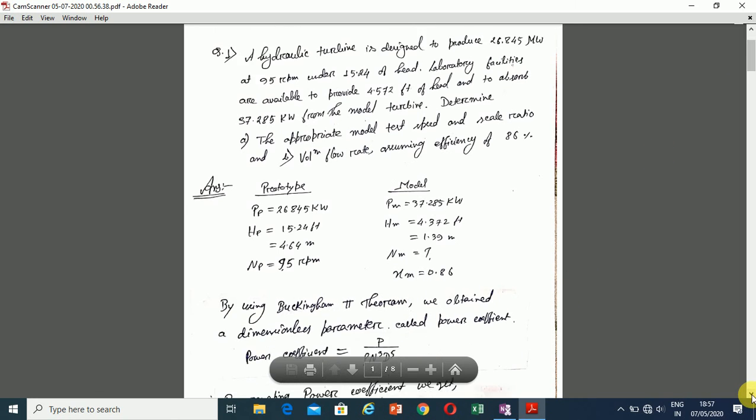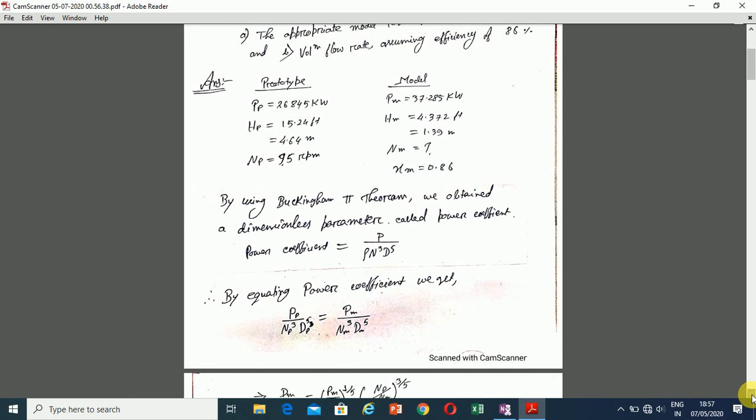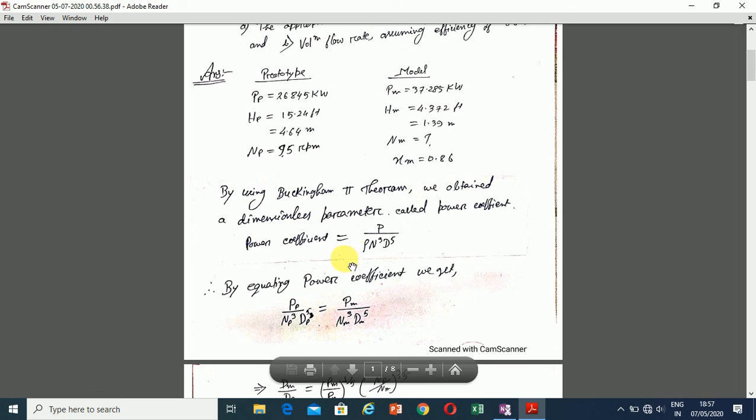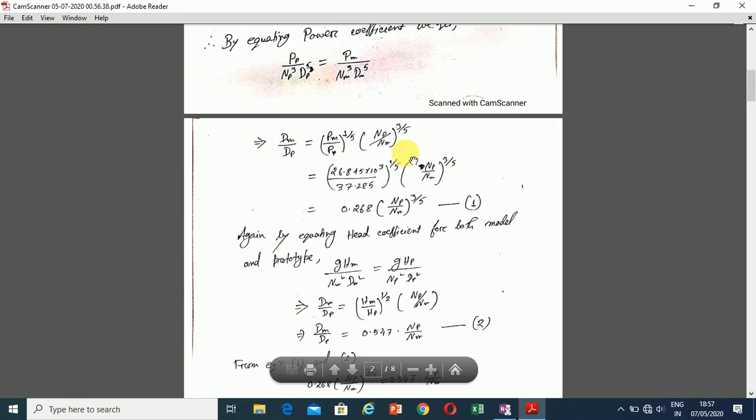By using Buckingham Pi theorem, we get a dimensionless parameter called power coefficient, and for both model and prototype we equate the power coefficient, that is PP by NP cube dP to the power 5 equal to PM by NM cube dm to the power 5. From here we find dm by dP equal to (PM by PP) to the power 1 by 5 into (NP by NM) to the power 3 by 5. We put the values of PM and PP and we find dm by dP is equal to 0.268 (NP by NM) to the power 3 by 5. It is equation number 1.